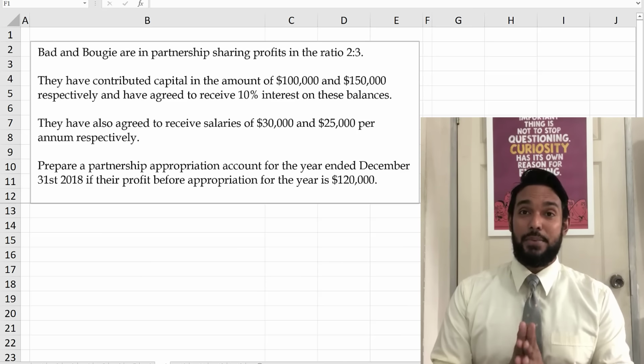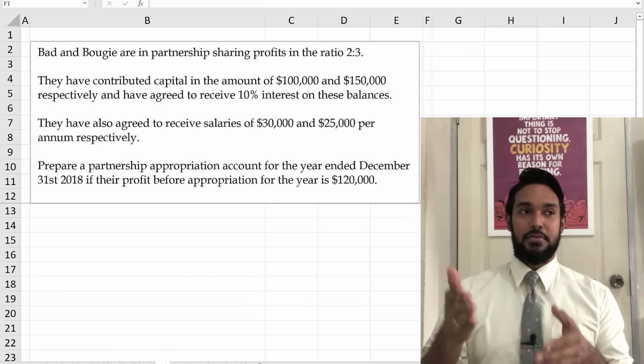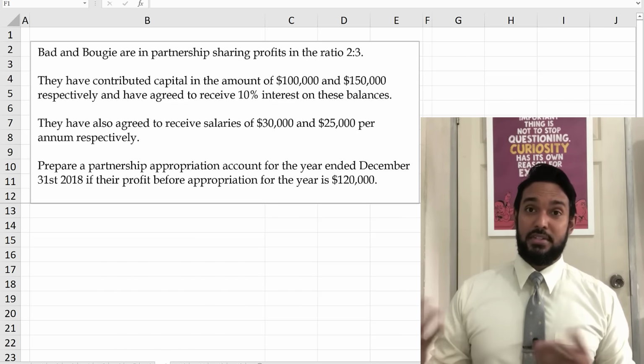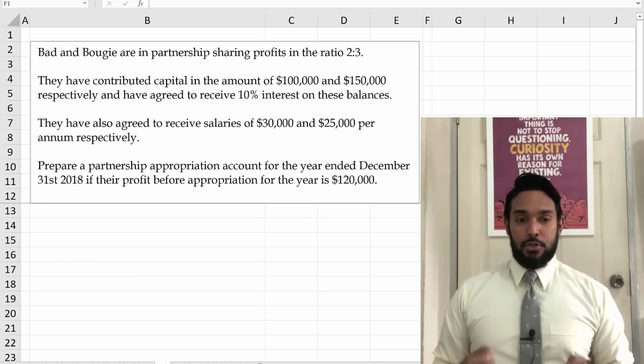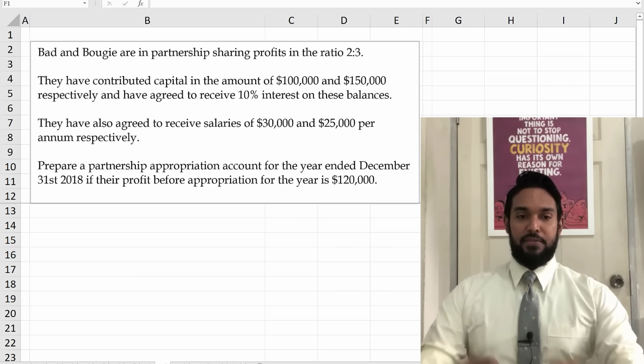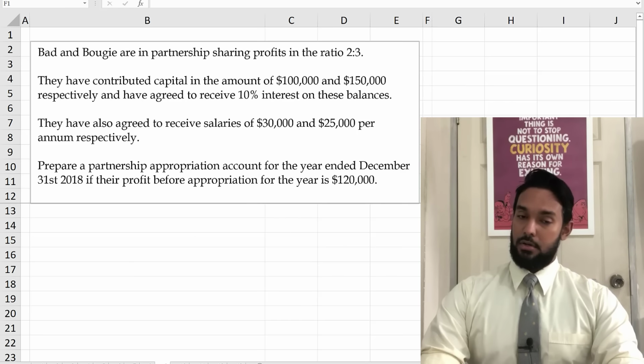Anyhow, the interest on capital is an appropriation of profit, and it is paid to partners out of net income after all expenses have been covered. So let's take a look. Bad and Bougie are in partnership, sharing profits in the ratio 2:3. They have contributed capital in the amount of 100,000 and 150,000 respectively, and have agreed to receive 10% interest on their capital balances.